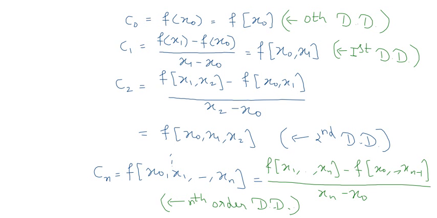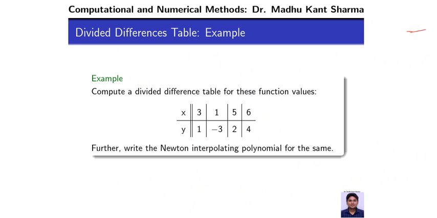Now if you calculate them separately like this, that is a too tedious job. On the other hand, if you do the same thing with the help of a table, it is going to be very simple. So let's compute a divided difference table for these function values, and then further write the Newton interpolating polynomial for the same. So let's compute the difference table. Let me write it in table form. Let's say this is x, this is y.